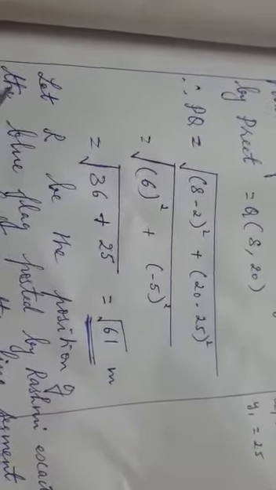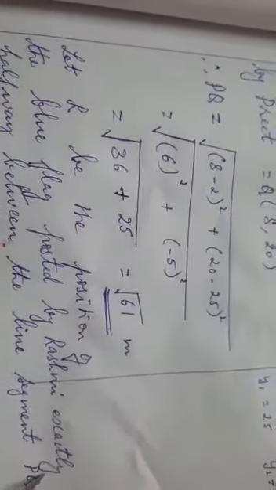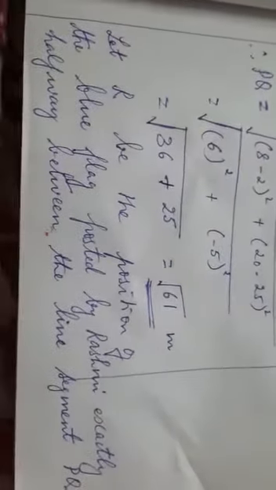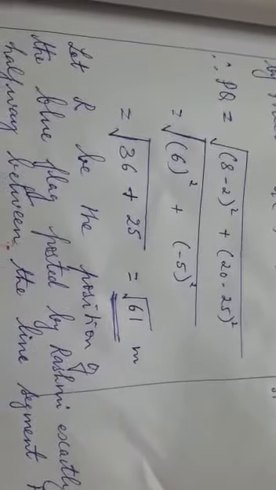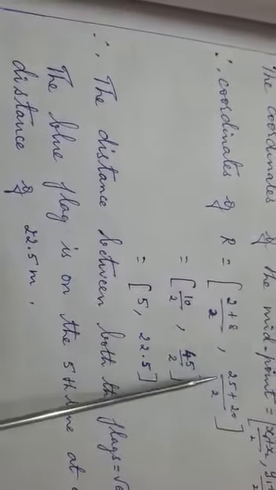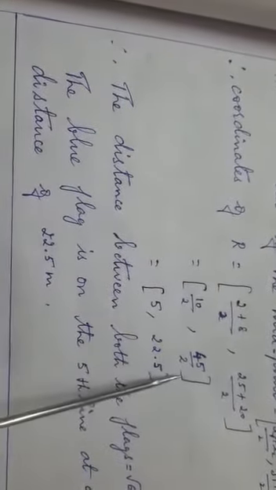Next, we are asked, let R be the position of the blue flag posted by Rashmi, exactly halfway between the line segment PQ. Now we have to find the coordinates of this blue flag. The coordinates of the midpoint are (x1 plus x2)/2, (y1 plus y2)/2. So the coordinates of R are (2 plus 8)/2, (25 plus 20)/2. That is equal to 10/2, 45/2, which is equal to 5, 22.5.